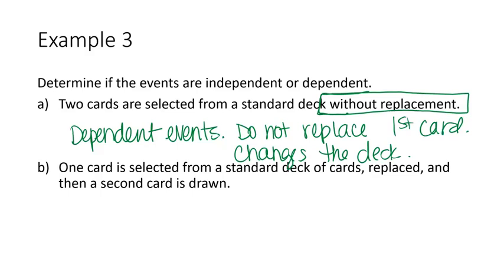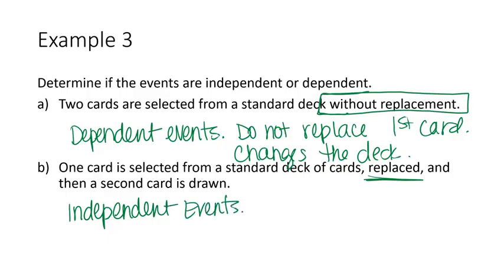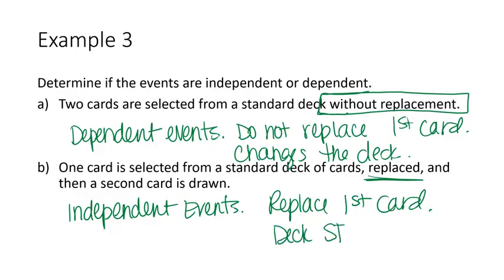Versus B, 1 card is selected from the standard deck, replaced, and then a second card is drawn. This scenario would make me independent for my events, because you replace the first card, my deck stays the same. Kind of like our letters earlier, which stayed the same when I go to select the second one.